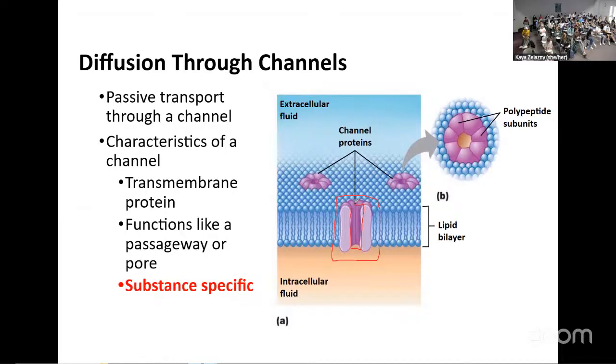So you can have a channel that lets sodium through. You can have a different channel that lets chloride get through. They're not universal, where absolutely everything can go through that specific channel. They're going to be specific to specific things.